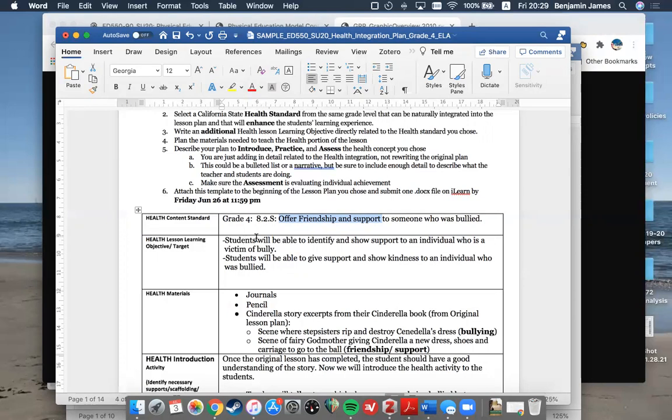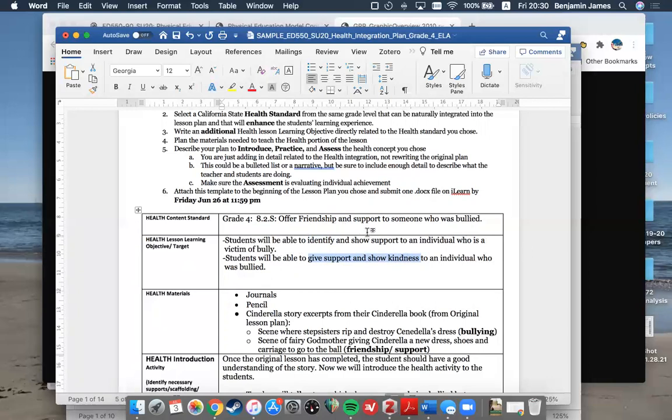But the first one says students will be able to identify and show support to an individual who's a victim of bullying. So again, we have support, we have show support. I'd say it's close to offer support. And I think by identify, they mean like identify bullying. And then the second learning objective says students will be able to give support and show kindness to an individual who was bullied.